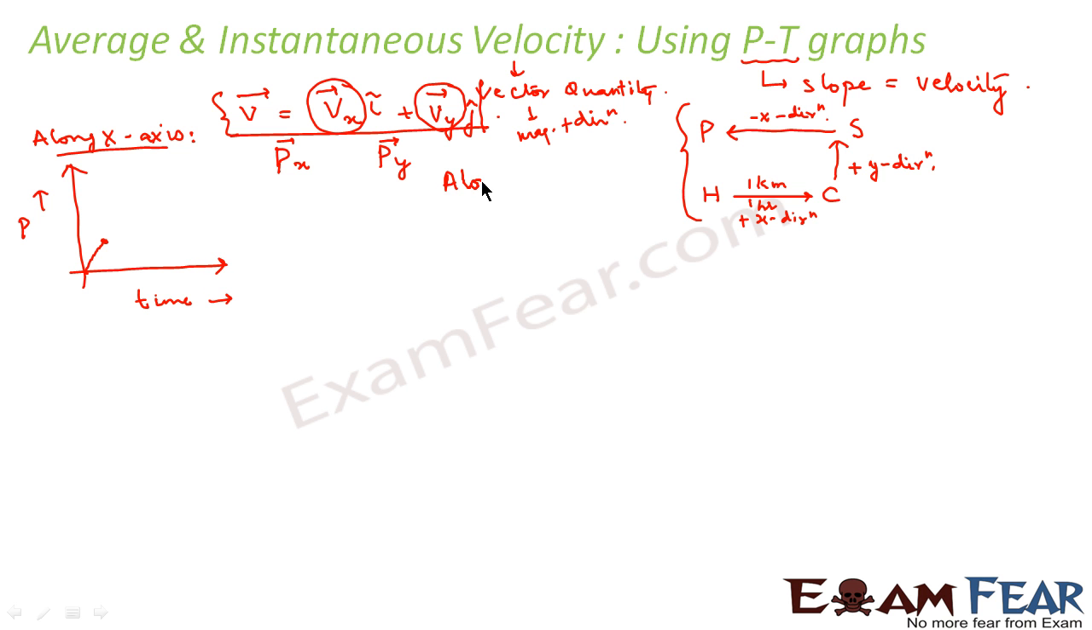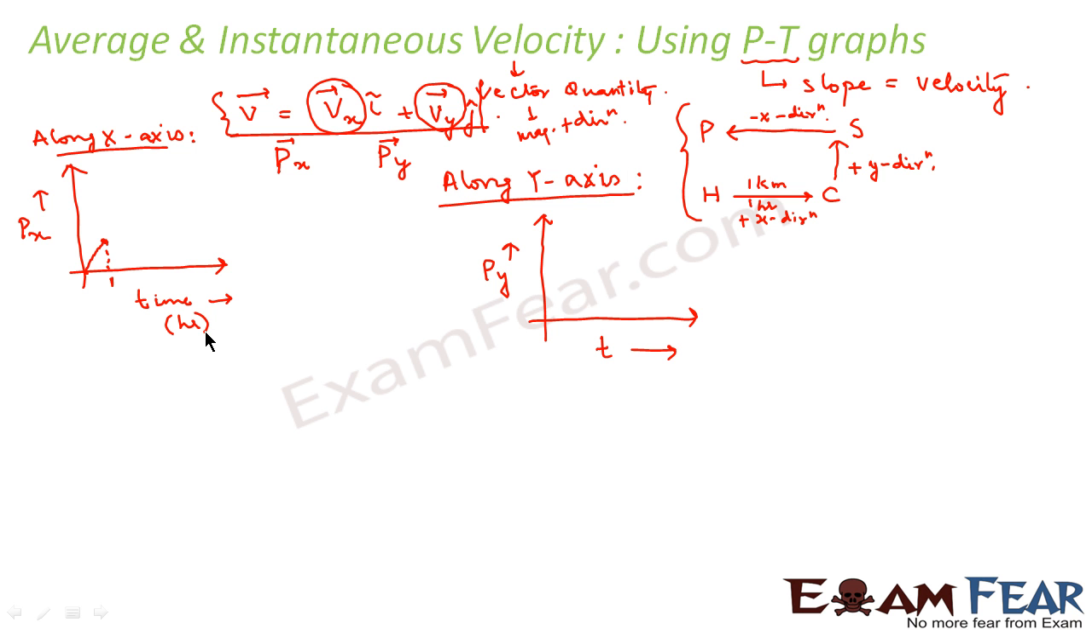Now what about the y-axis? Let us plot the y-axis also simultaneously. Along this axis we have time, and along the y-axis we have the y component of position. Here we have the x component of position. So till t equal to 1, that is 1 hour. Here we have taken time in hours and the position is taken in kilometers. And the same applies here as well.